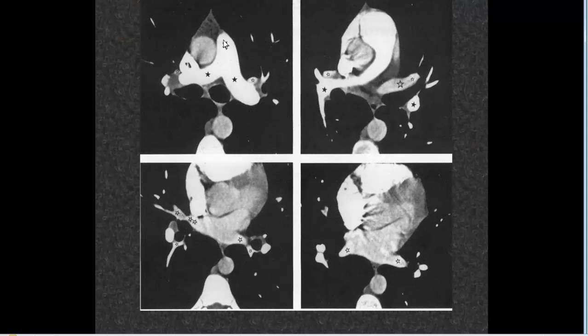Here we see the main pulmonary artery divided into left and right, and each divided into right upper, right lower, left upper, and left lower. These are the branches of left upper and left lower. This is an axial CT of the pulmonary artery segments, a cross-sectional image of the central vessels.